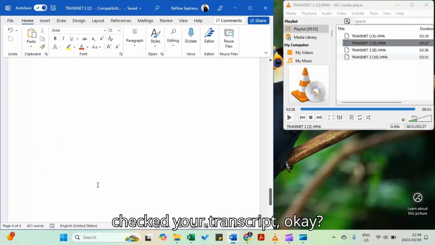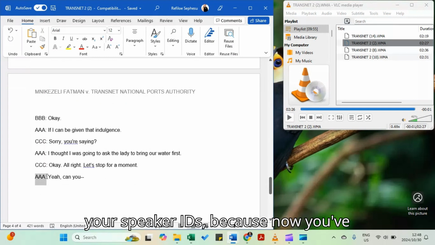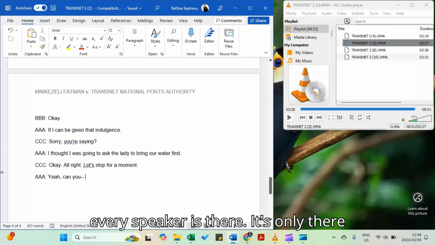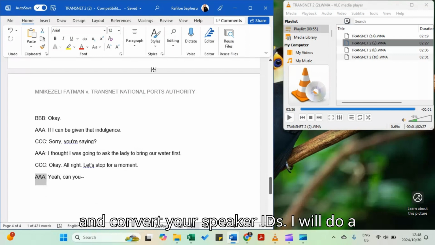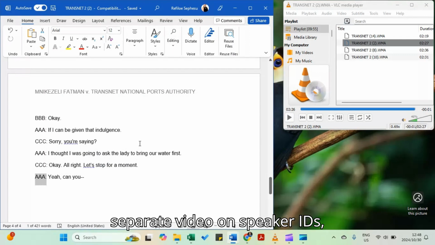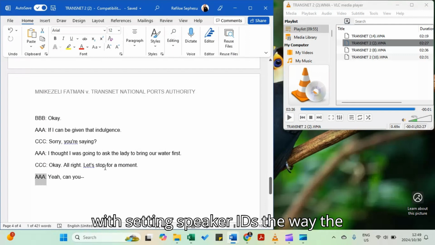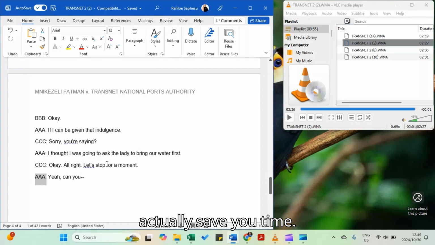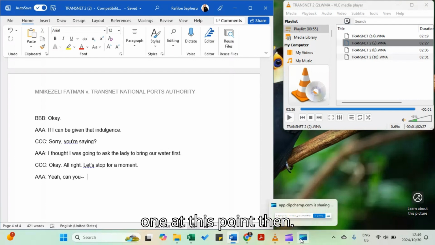And there you have it. You've checked your transcript. Okay, all you're gonna do now is convert your speaker IDs, because now you've confirmed that every word is there and every speaker is there. It's only then that you can highlight your codes and convert your speaker IDs. I will do a separate video on speaker IDs, okay? Because some people are still struggling with setting speaker IDs the way the induction booklet says to, and that will actually save you time. So I will do a separate video specifically on that. I will end this one at this point then.